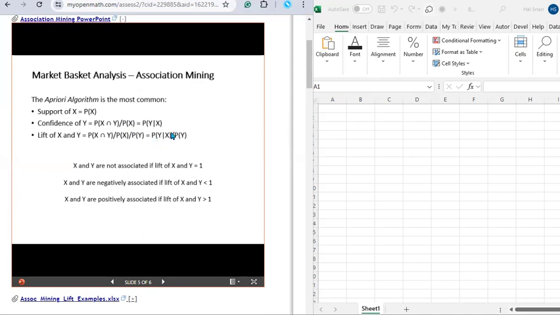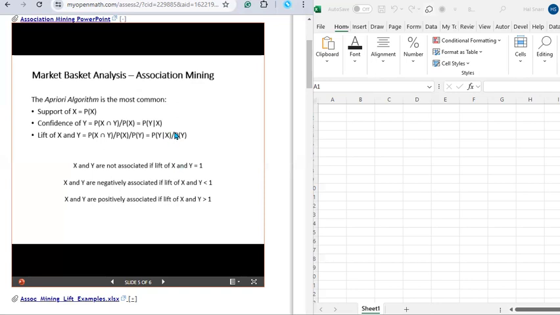It goes to 0 because this could be 0 here, right? And it could be infinity because this could be 0 as well. So with this being 0, the lift would be 0. With this being 0, this would be infinity. It'd be undefined. Now, here's the really key idea here.